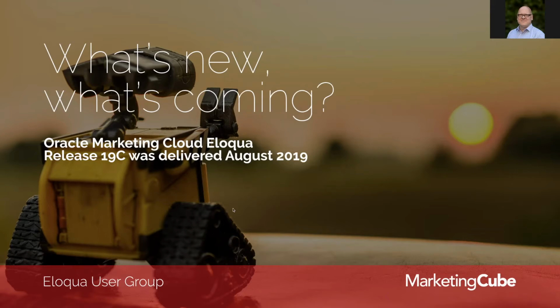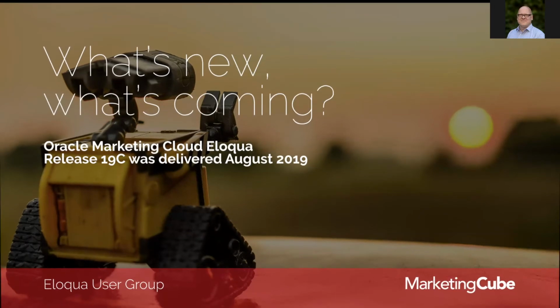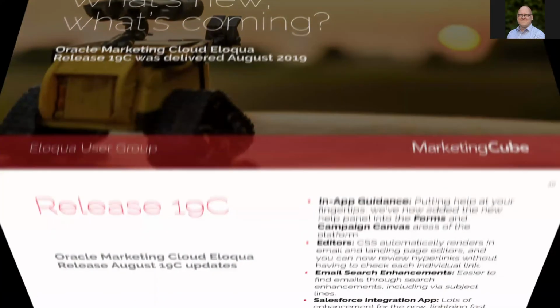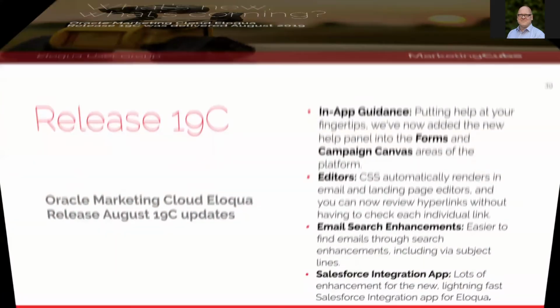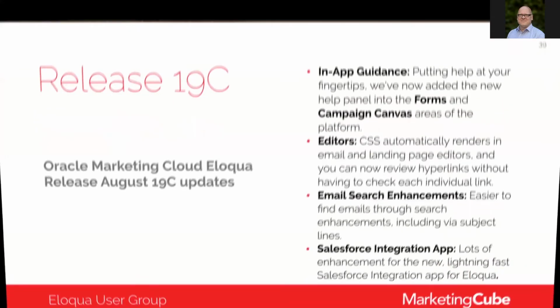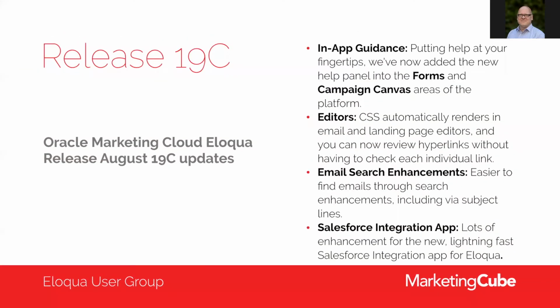So 19C was delivered in August, and hopefully you've noticed a range of different changes within the platform. I just wanted to quickly revisit those, which we did last month, but there's a few more I want to show you that you may have missed. The in-app guidance has been extended, so now you can hit that little question mark directly within the form editor, the campaign canvas, emails and landing pages. For the newer users amongst us, that can be really quite helpful. Videos straight into the help center, but specifically to those areas that matter. So it's help when you need it and at the right place.